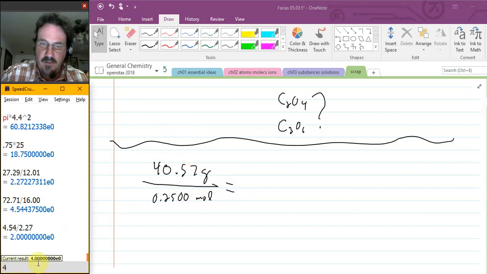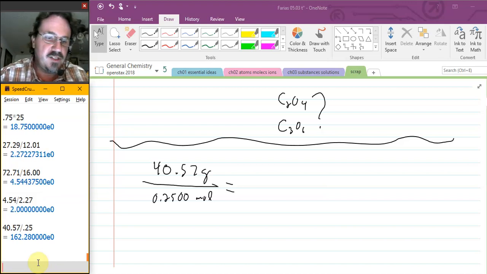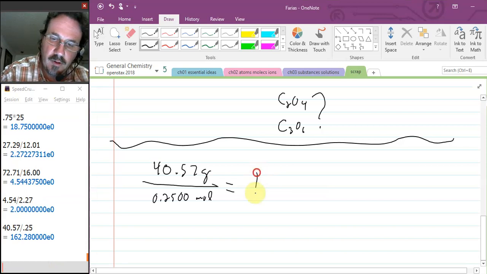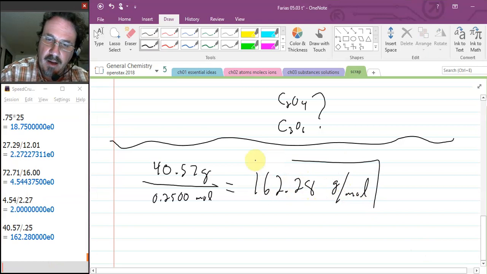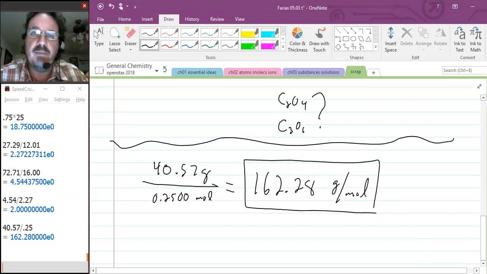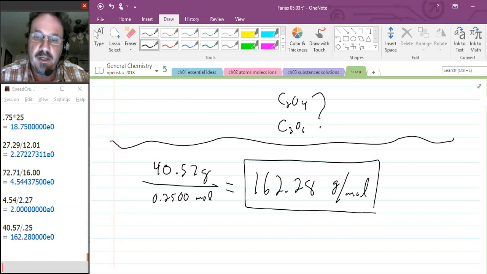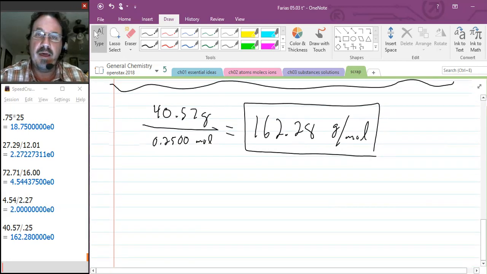Going to my calculator, 40.57 divided by 0.25 is 162.28. Got ahead of myself there. 162.28 grams per mole. I'm going to box that because that is my formula mass for nicotine. I get that because they gave me the information to figure it out. Now, how is that going to help me? Well, I'll show you. Keep that in the back of your mind.